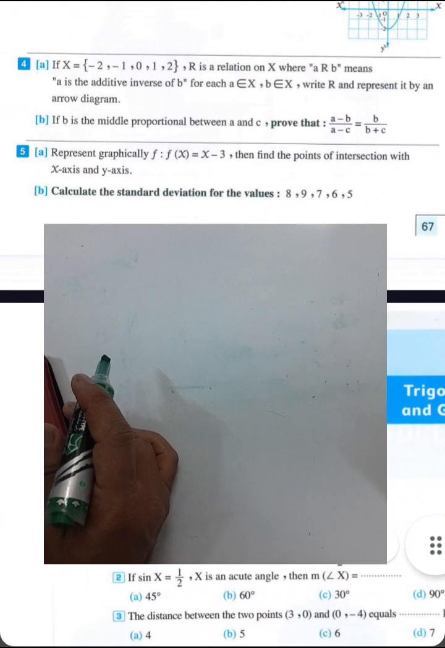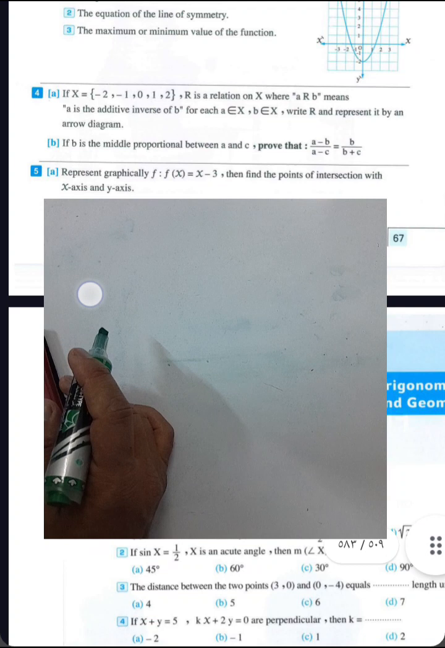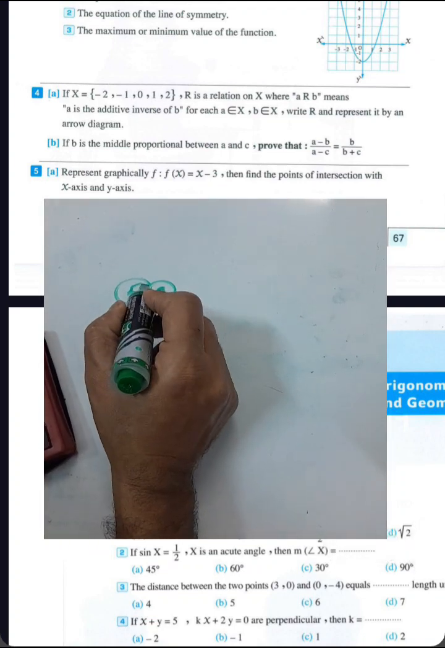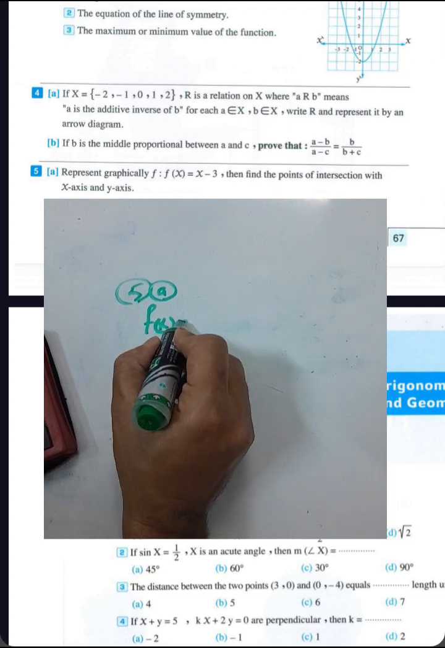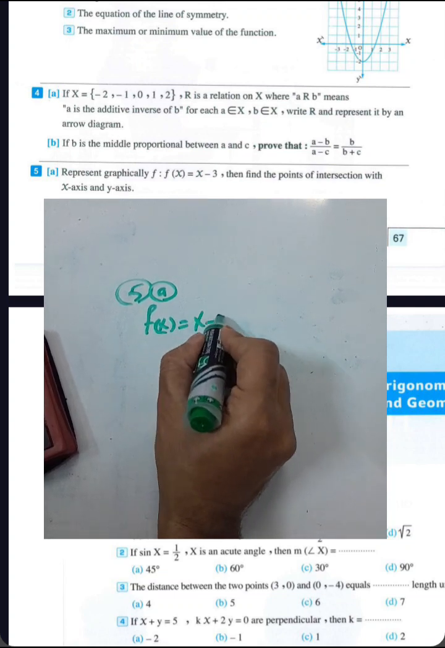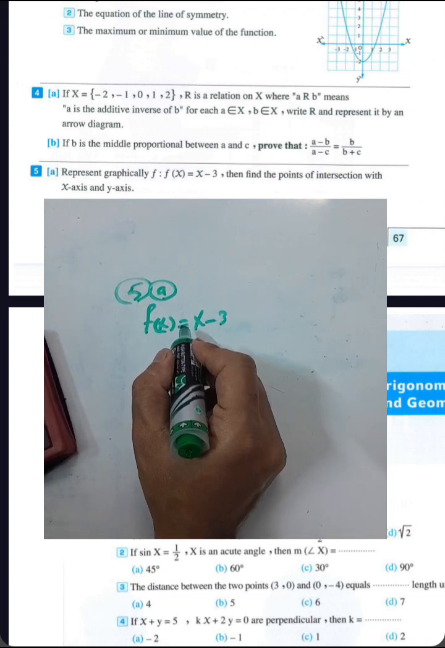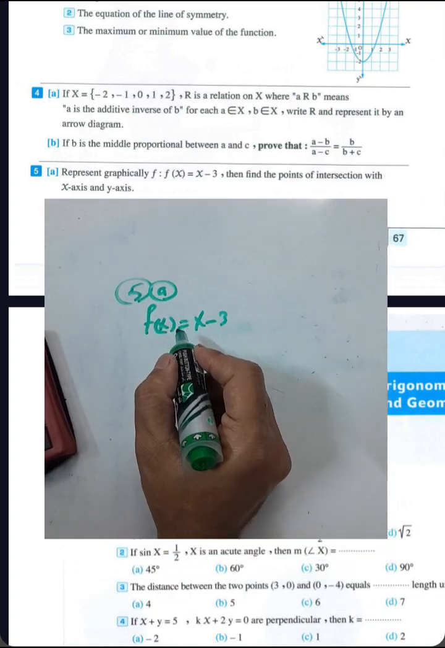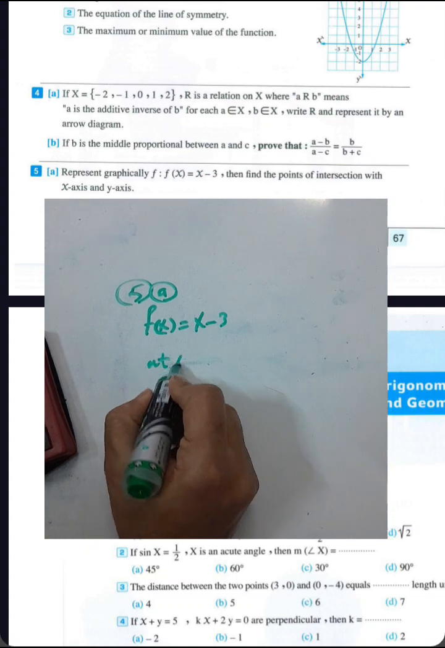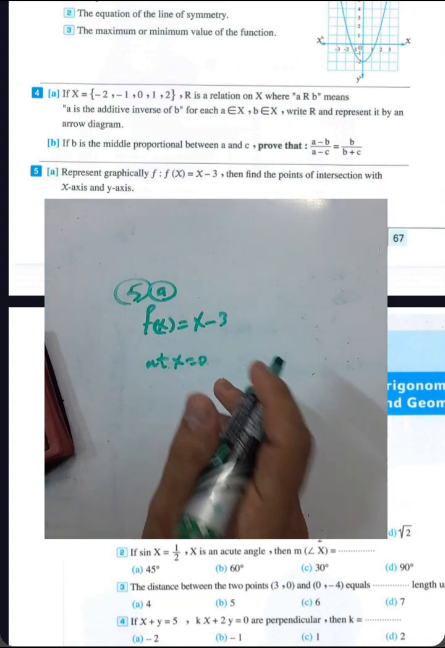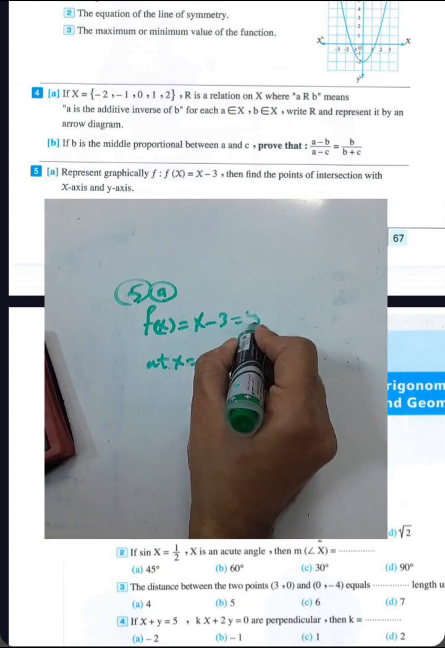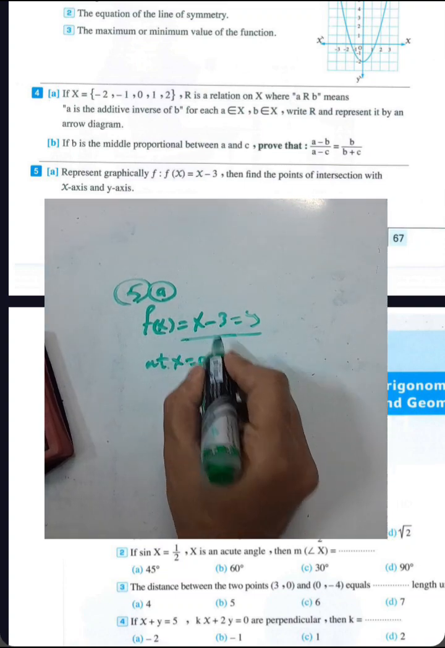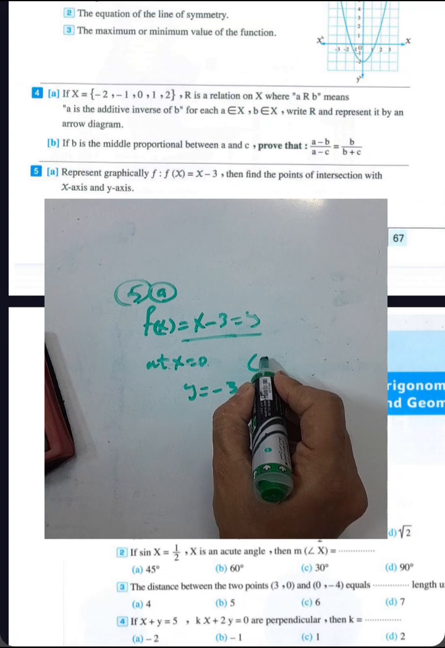Next question, question number 5, letter A. We have f of x equals x minus 3. Then find the points of intersection with the x-axis and y-axis. Okay, at x equals 0, put x equals 0 to find the point where this function equals y. Put x equals 0, then y equals negative 3. Then the point will be 0 and negative 3.